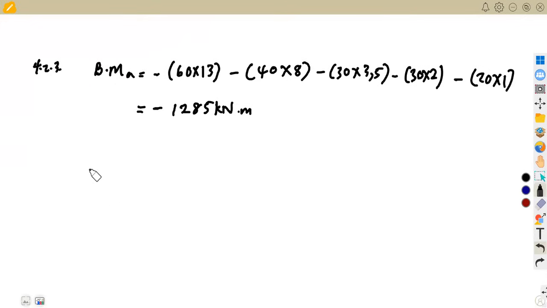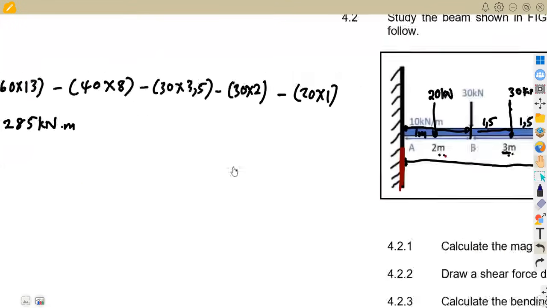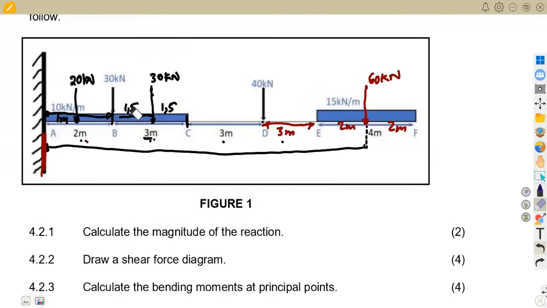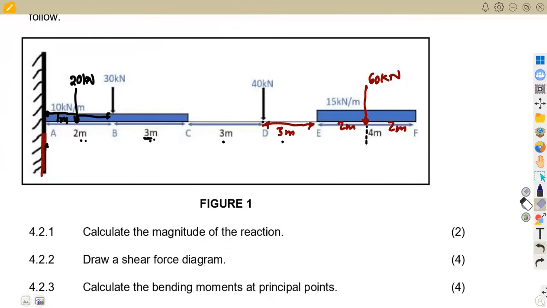Then we move on to the bending moment at B. All right, so we've got our bending moment at B in this case. Considering B, like I said, from the right side back to B. So this is where we have our B here. So you're going to consider from the right side back to B here.